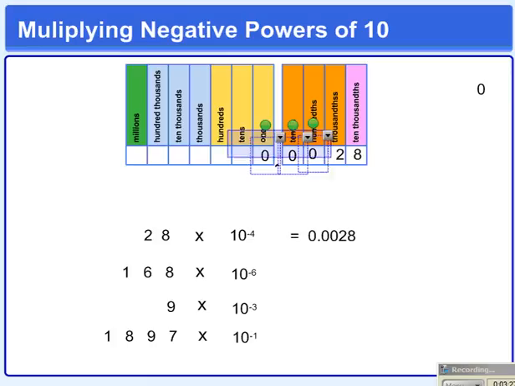Okay, so let's try another one here. We're going to take 168, so we're starting with 168, and we're doing 10 to the negative sixth power. So we would go 1, 2, 3, 4, 5, 6. Fill in our 0 placeholders. And we have 168 100,000ths. So if we have 168 times 10 to the negative sixth power, it is 168 100,000ths.